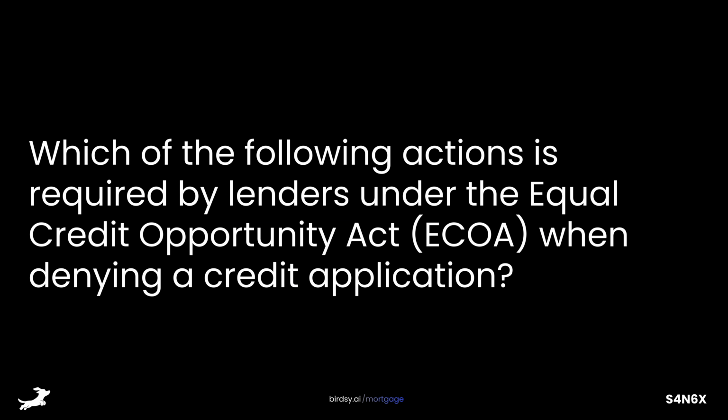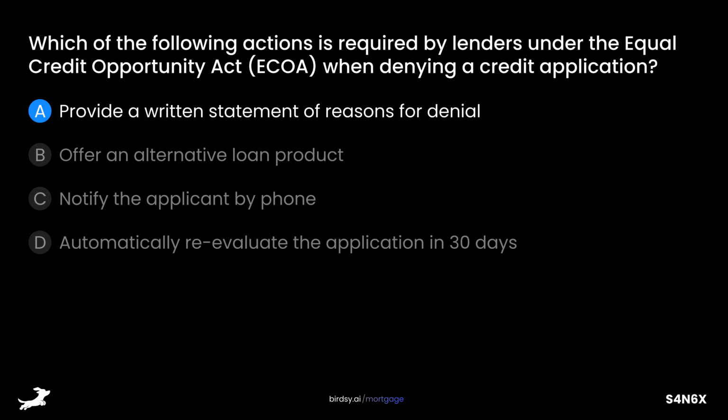Which of the following actions is required by lenders under the Equal Credit Opportunity Act when denying a credit application? Is it A, provide a written statement of reasons for denial, B, offer an alternative loan product, C, notify the applicant by phone, or D, automatically reevaluate the application in 30 days? The answer is A, provide a written statement of reasons for denial.